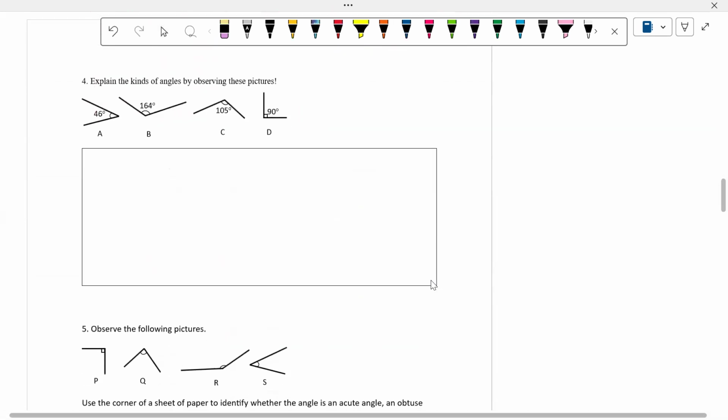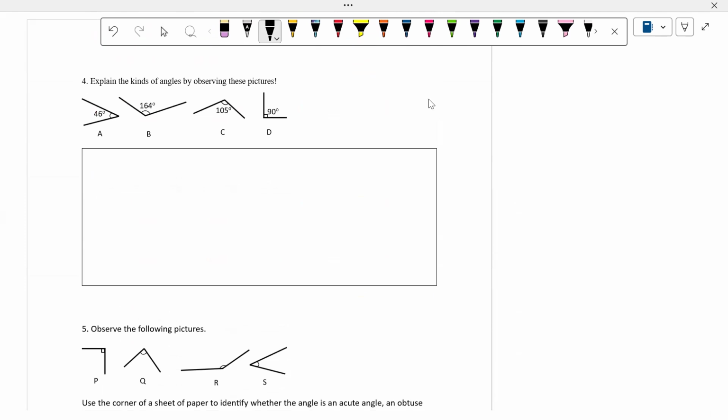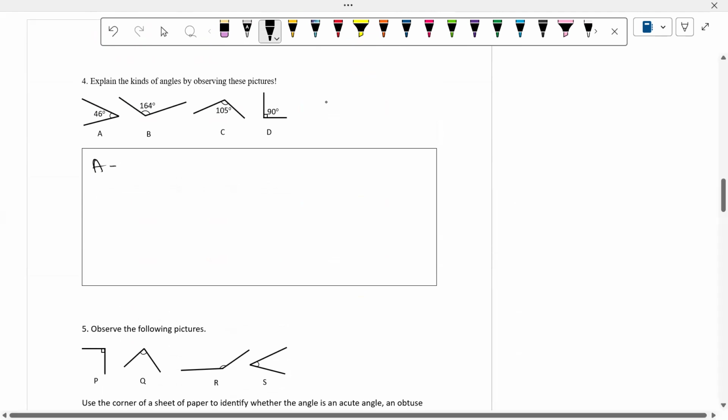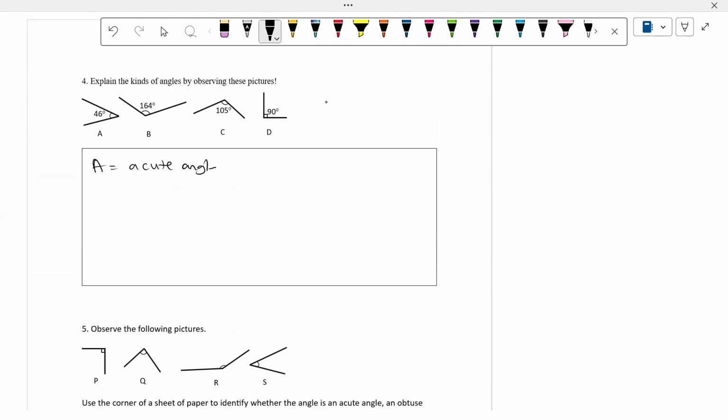Okay, so number 4, explain the kinds of angles by observing these pictures. Picture A is called an acute angle because the angle is less than 90 degrees.